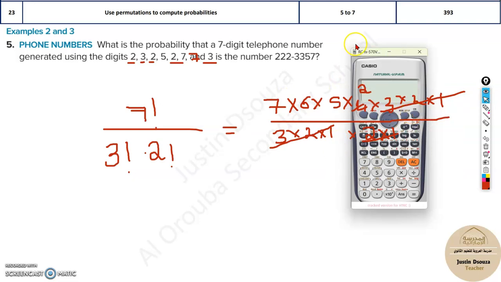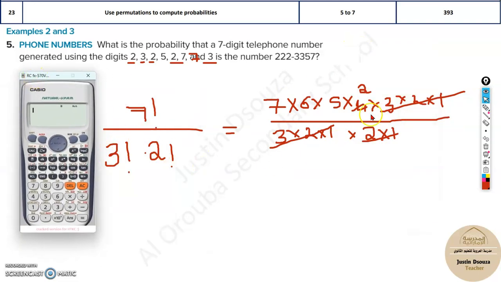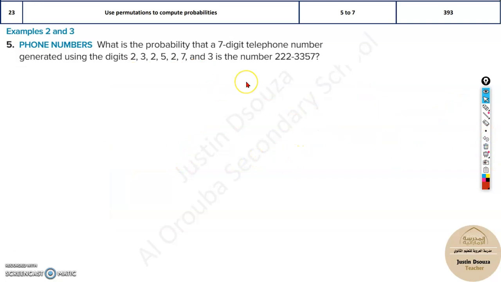Or you can also use the calculator directly to double check your answer. See, I'll just do the 7 into 6 into 5 into 2. This is my answer, 420. But let me just do this directly as well. It is 7. Factorial symbol is using shift and this over here. Factorial divided by 3 factorial times 2 factorial. The answer is 420. So these are the possibilities. So 420 possible numbers can be formed using these digits. That is the total possibility.